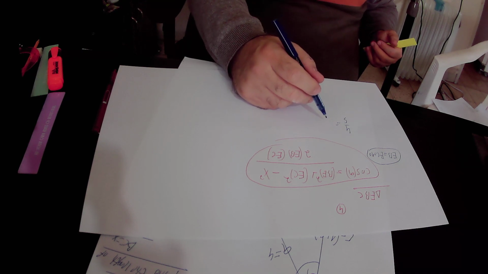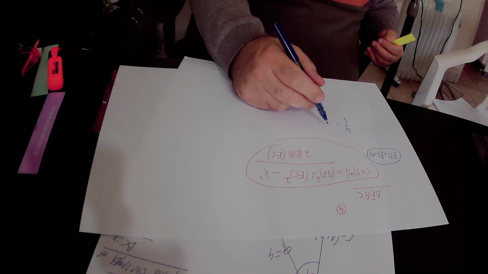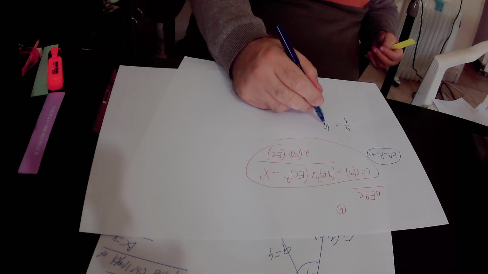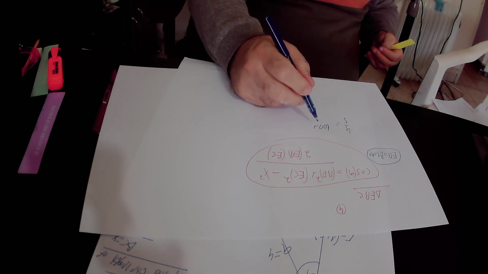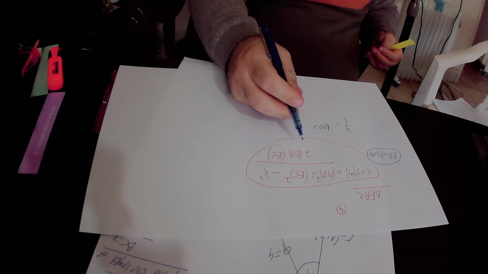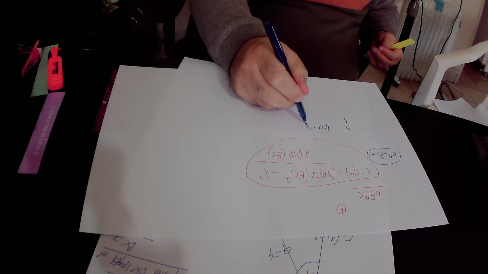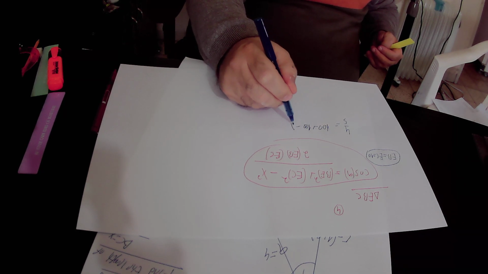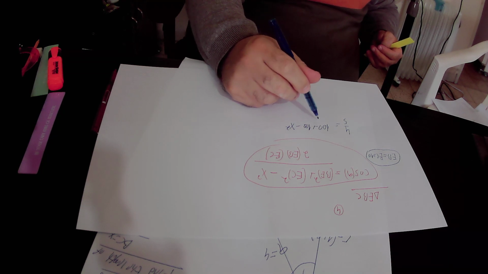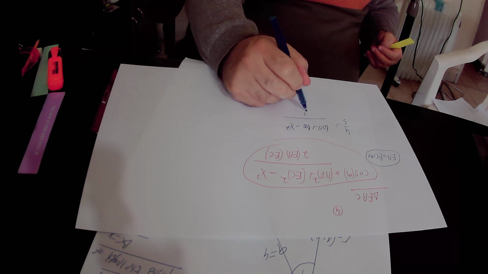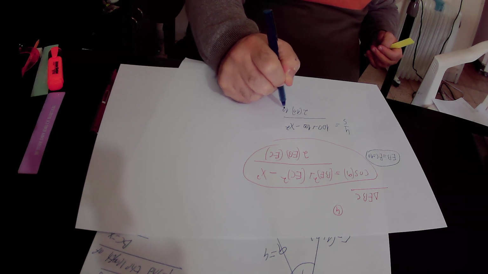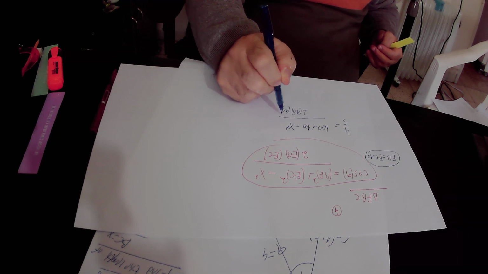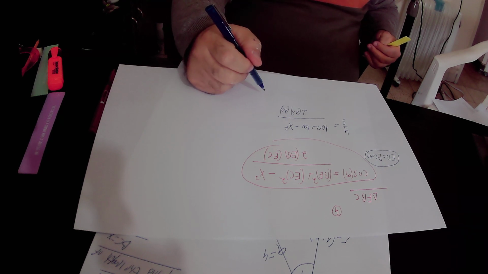BE squared. BE is 10, so BE squared is 10 squared, that is 100, plus EC squared. EC is equal to 10, so EC squared is 10 squared, that is 100. Minus x squared, x is the missing variable, we leave it as it is, over 2 times EB, that is 10, times EC, that is also 10. So 10 times 10 is 100, and 100 times 2 is 200.